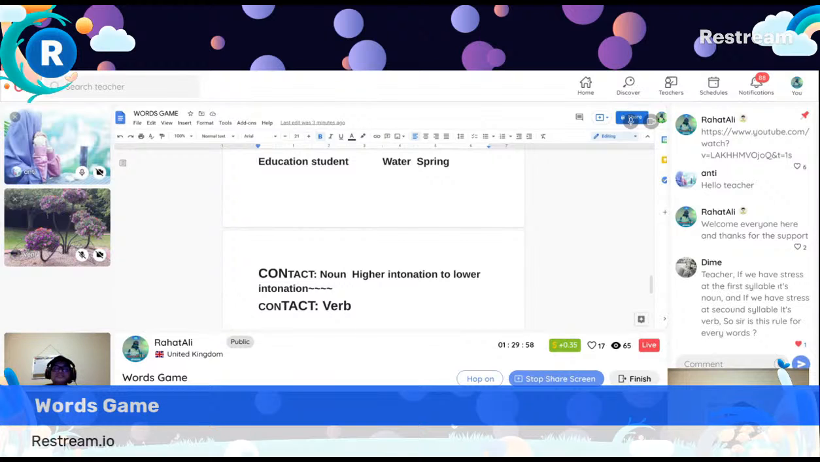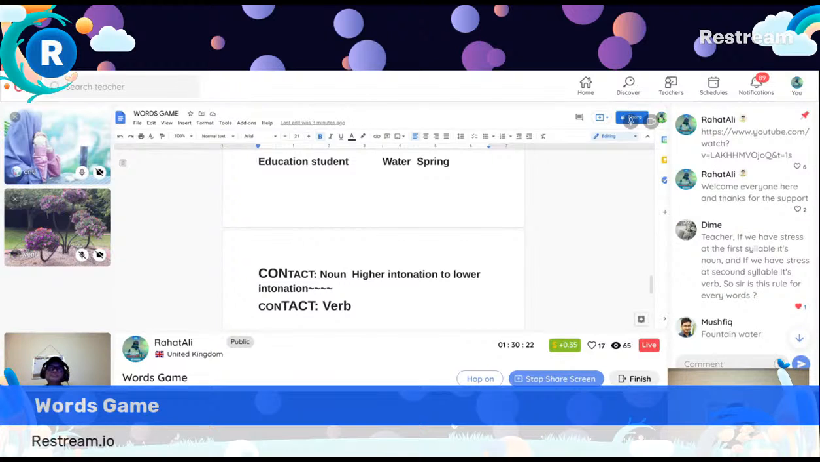Okay. Maybe how about like this? No matter how hard I push, the water spring it back. It will be back. Say the sentence one more time, Auntie. No matter how hard I push, the water spring, it will be back.